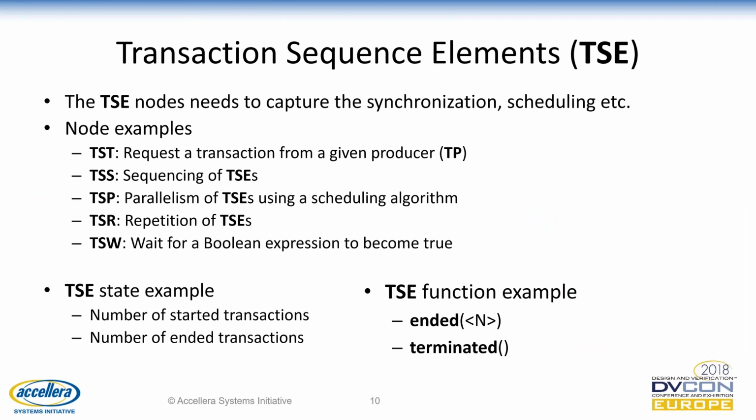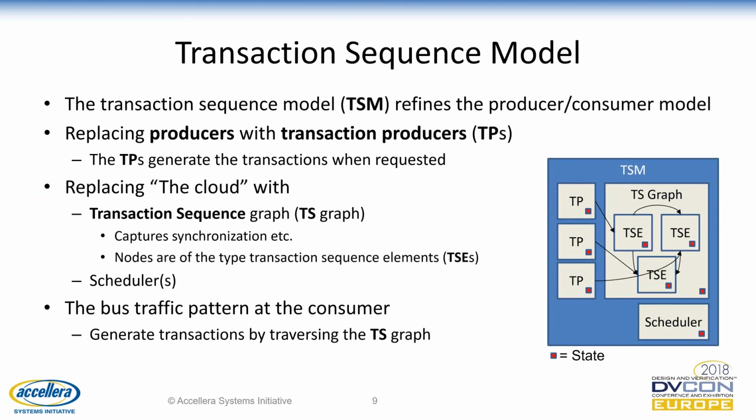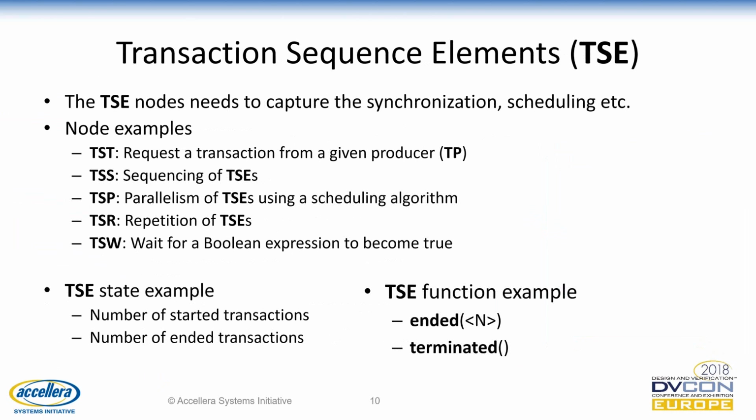Now, if you look at the TSM to the lower left or lower right here, you can see there's this red dot everywhere where it says state. This is because all of these elements in the graph can contain state. A state for any given transaction sequence node could, for instance, be that it always remembers the number of started transactions and the number of ended transactions. And then you can access these state elements through, for instance, a function, which is to the lower right, ended in. Then you can ask whether or not you have actually ended this many elements.